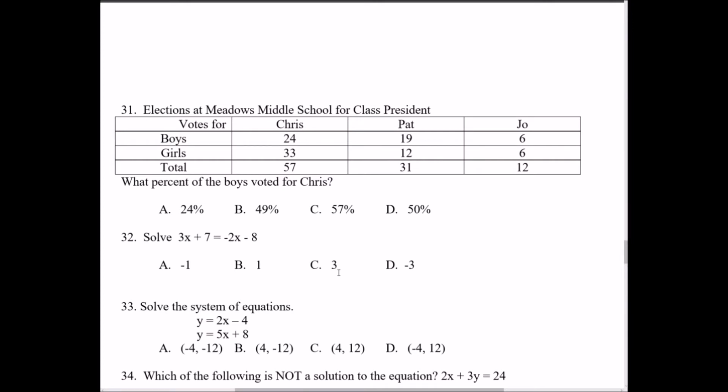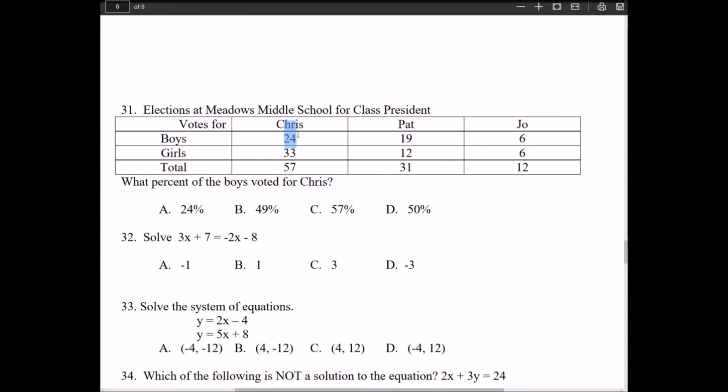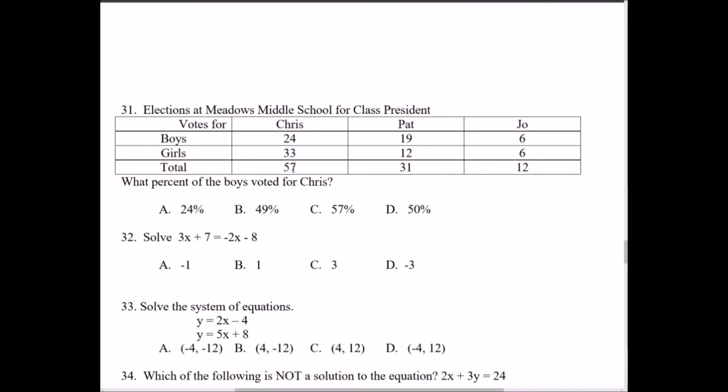I'm not going to look for much more than that. So we want to know what percentage of the boys voted for Chris. My gut reaction, and maybe yours, is to look at part and whole. We have 24 boys, the part of the whole that voted for Chris, and a total of 57 votes for Chris. Doing that, we're at 43%, and I don't see that as an option. That's my first clue that this was not the right way to approach this problem.